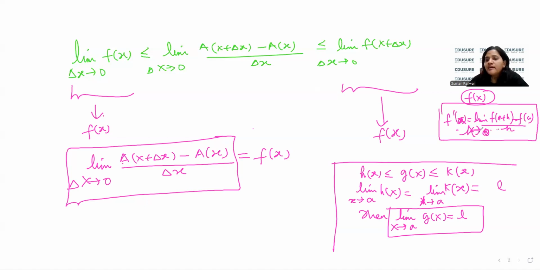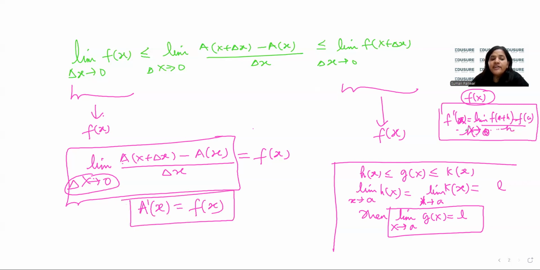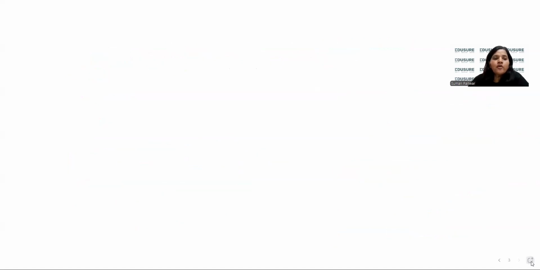So here h is replaced by delta of x. So this thing on the left hand side is nothing but the derivative of A. Okay. So the derivative of the area function is f(x). And what is f(x)? f(x) is the curve under which we are trying to find the area. Okay. So one observation is A dash x is equal to f of x.